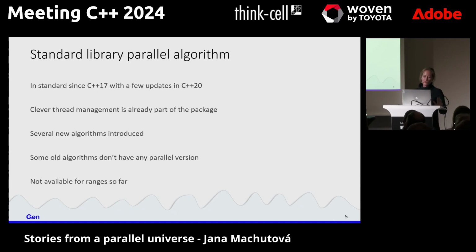What is a pity so far? It's not available for ranges, so I will always show you begin and end iterators because of that. It's not possible so far, but there is a paper for that. I think it will be there in the future.